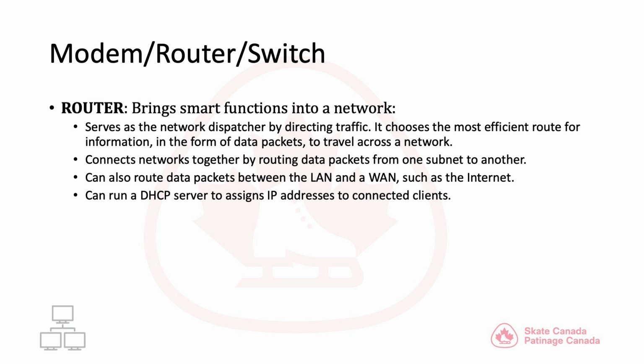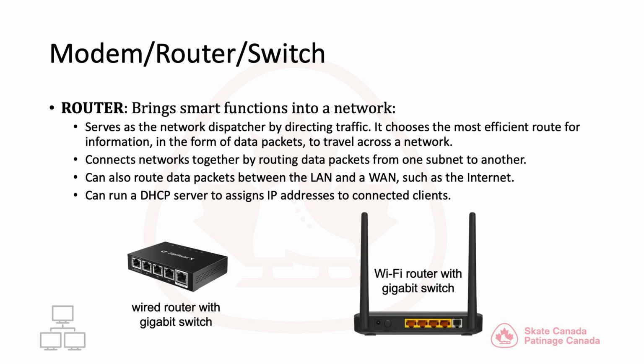A router can not only route network traffic from one subnet to another, but it can also route data packets between the LAN and a WAN, such as the internet. And finally, a router can also run a DHCP server that assigns IP addresses to connected clients. Here are a couple examples of routers.